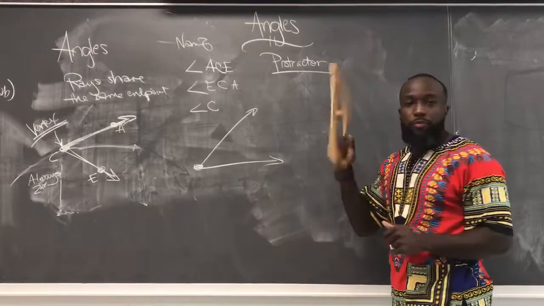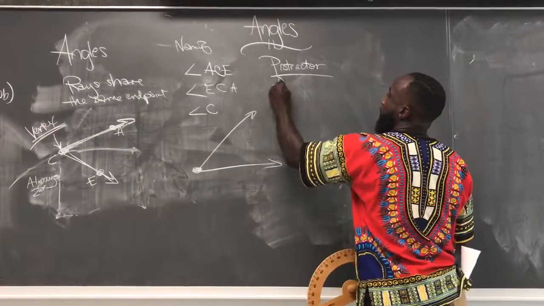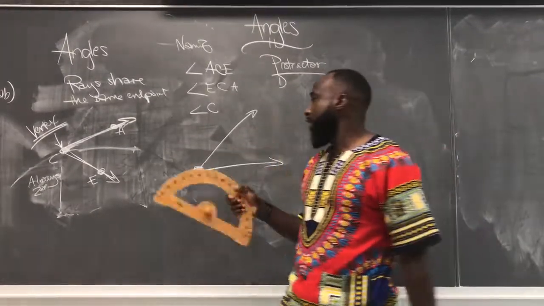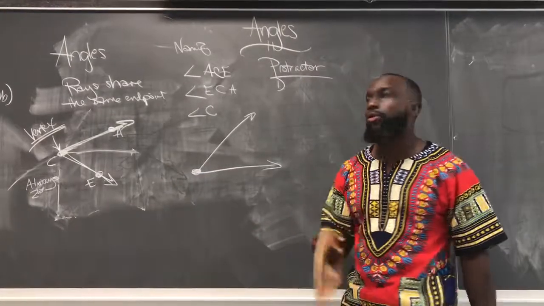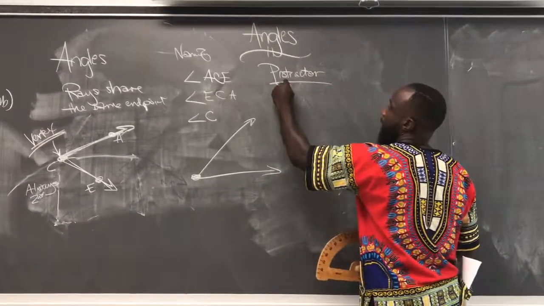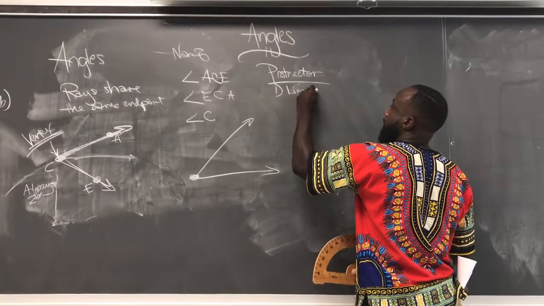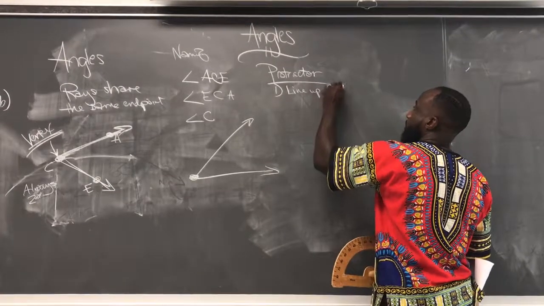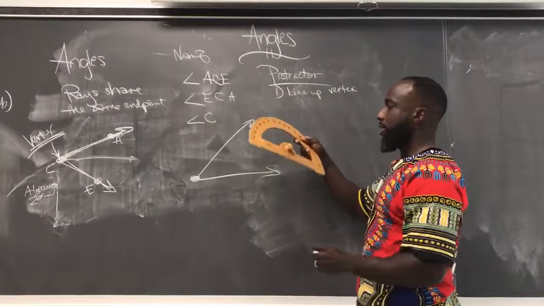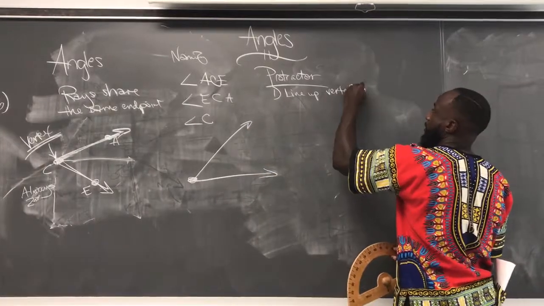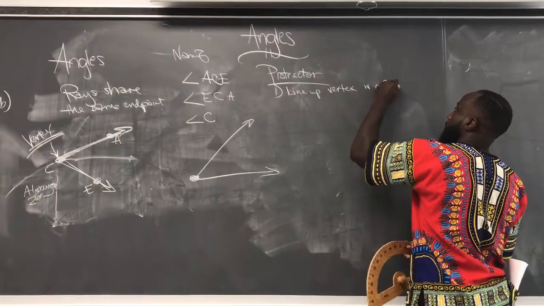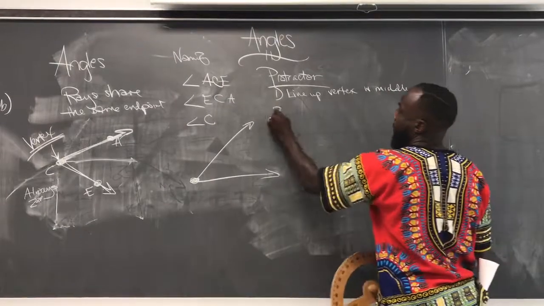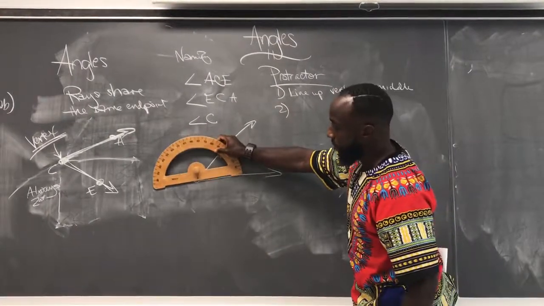But anyway, so protractor used to measure, right? Step one. The first thing you want to do when you're trying to measure angles using a protractor is you want to line up the vertex. Line up the vertex with the middle of the protractor. Right? Line up the vertex with the middle, right?